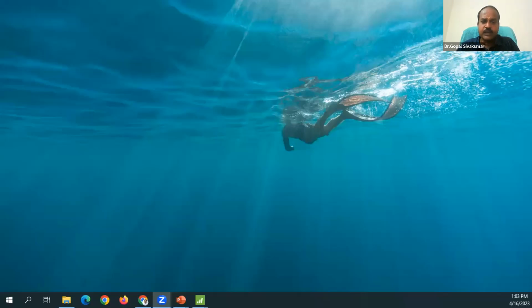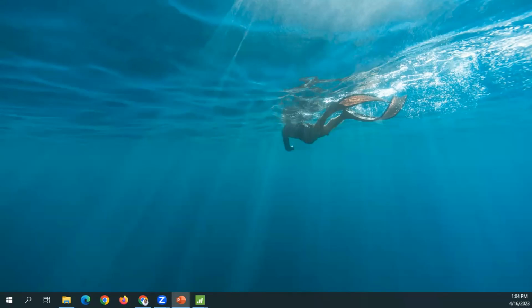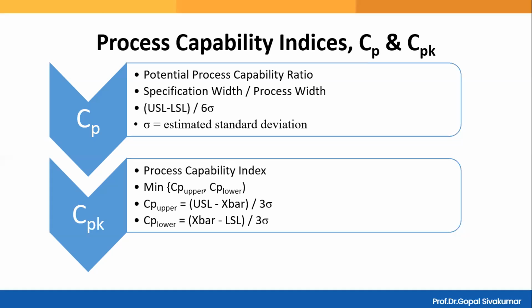Excuse me, sir. In the Minitab readings, you showed expected within and overall. Expected within means the data points will fall within the control limit, right, sir? Very good. Ashok asked the question, right? I'll talk about it, Ashok. Just wait for it.